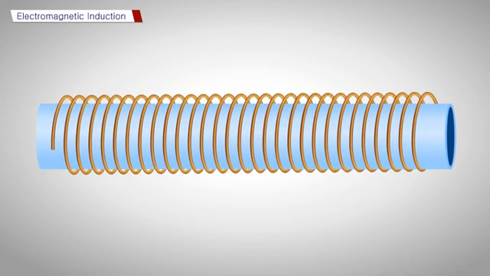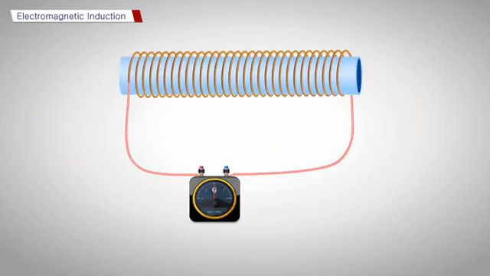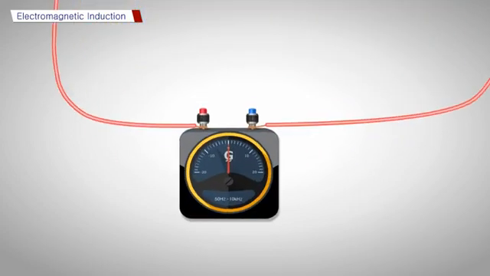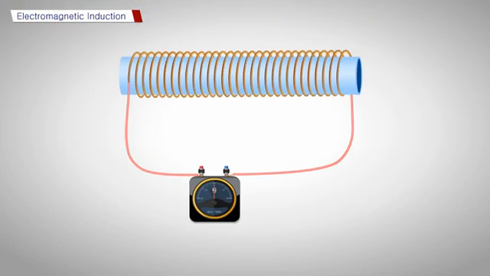Take a coil of wire having a large number of turns. Connect it to a galvanometer. Do you know what a galvanometer is? It is a device that detects the presence of current in the circuit. If no current flows in the circuit, the pointer of the galvanometer remains at 0. If current flows in a circuit, it deflects either left or right, depending upon the flow of the current in the circuit. It is denoted by G in a circuit. Note, there is no battery attached to the circuit.